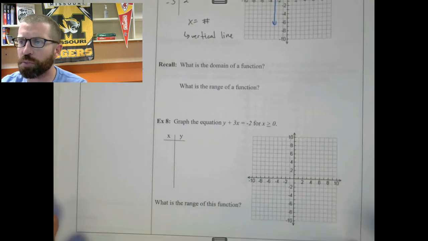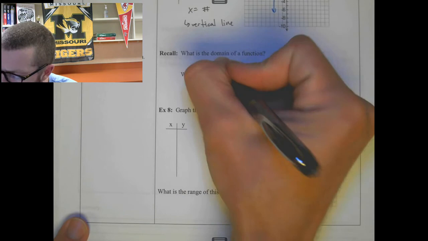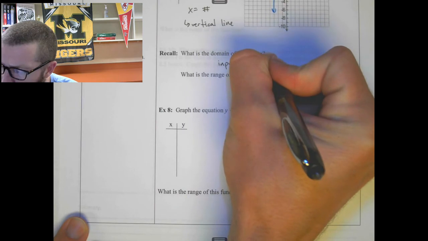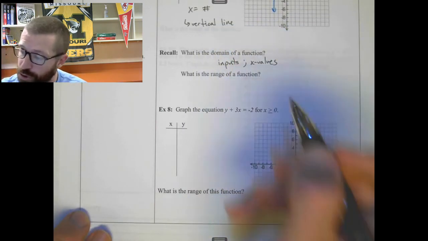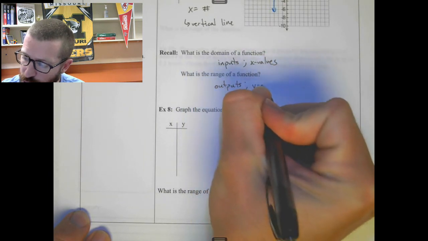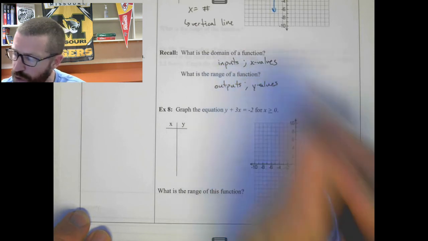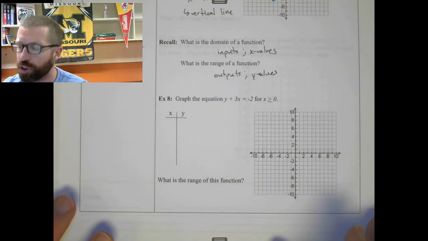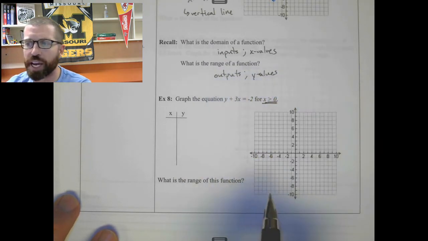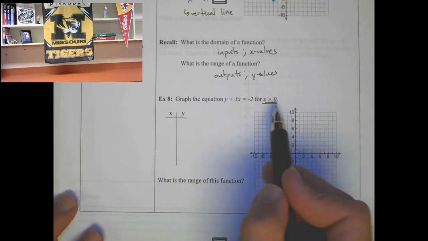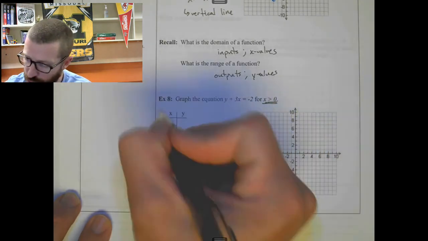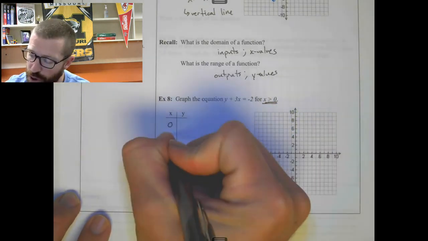Okay, let's do domain and range. You remember the domain is all the inputs, or the x values, and range is all the outputs, or y values. And so if we put this restriction on domain with the x's, what's called a domain restriction, that just means you can't use any x's that are less than 0. So x's have to be greater than or equal to 0. That's fine. Choose your x, 0, and then 1 and 2.